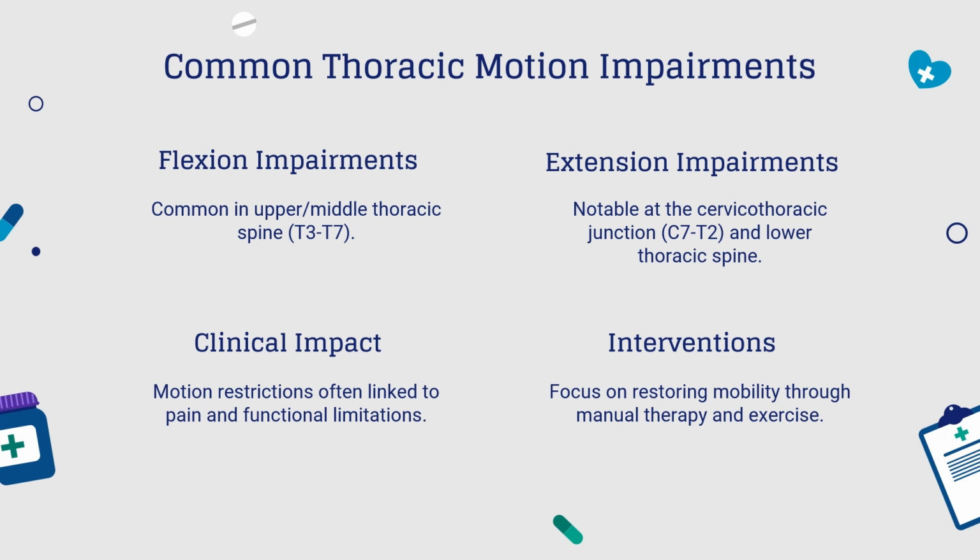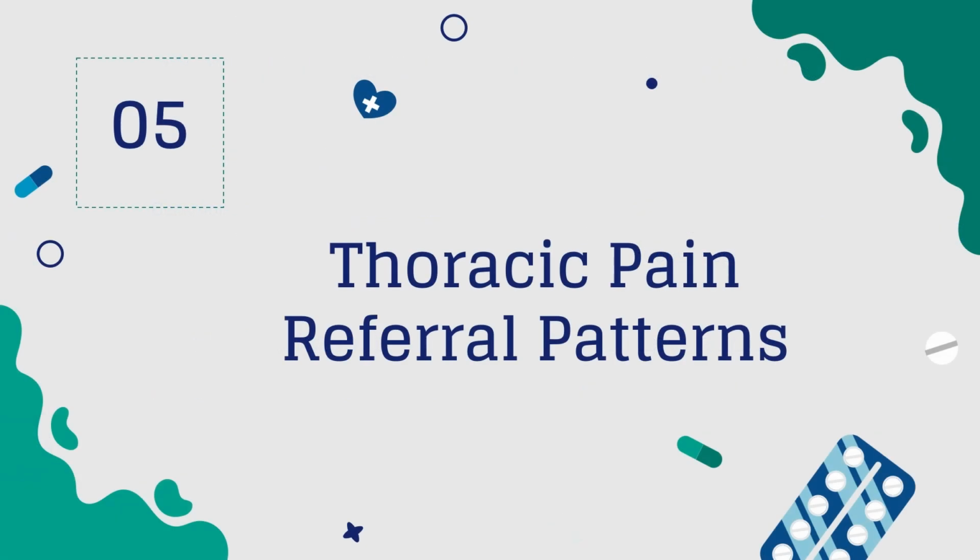Extension impairments are notable at the cervicothoracic junction, C7 to T2, and the lower thoracic spine. Clinical impact: motion restrictions are often linked to pain and functional limitations. Interventions focus on restoring mobility through manual therapy and exercise. Thoracic pain referral patterns.